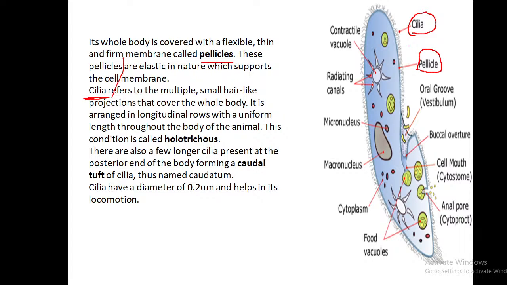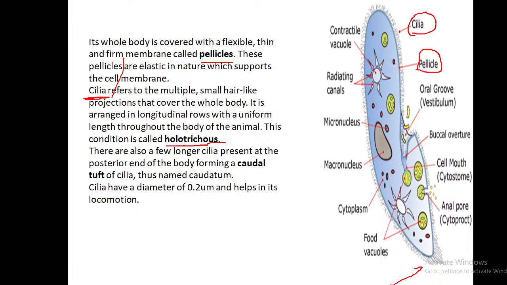The special feature of these cilia is that they are uniform in structure, uniform in length. You can see that in the picture, almost all over the body. Almost all cilia have about the same length. That is what we call the holotrichous condition. Holotrichous, that is, they are the same size. All cilia are arranged in longitudinal rows with uniform length. They are found in uniform length, except in this region.